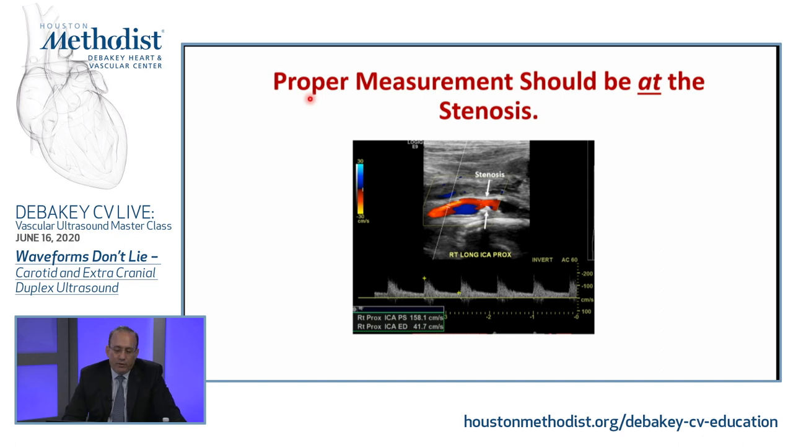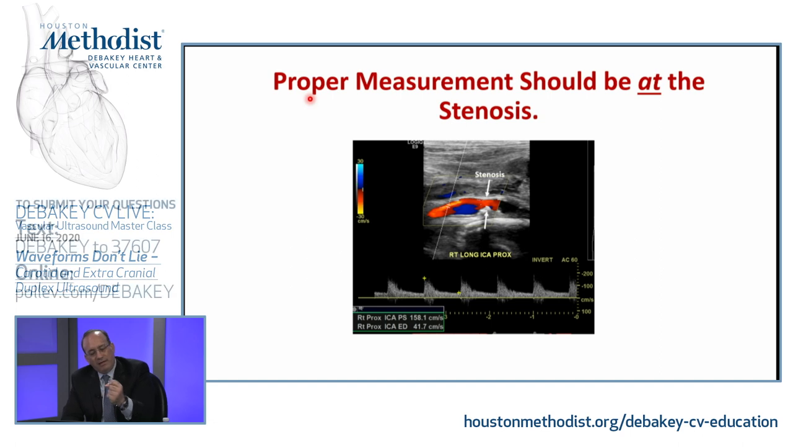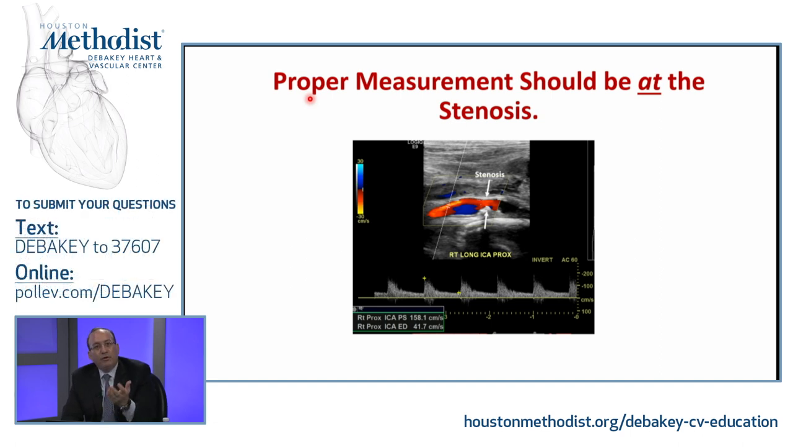First of all, where do we measure? We have to measure the stenosis to get the highest peak systolic velocity at the level of the stenosis. So we take a measurement before, at, and after, because those give you some clues of what's going on. But in order to calculate our ratios, you have to take the ratio at the highest point of peak systolic velocity, and that's at the area of stenosis. So we identify the plaque, that's the stenosis, and that is where we have to take our measurement.